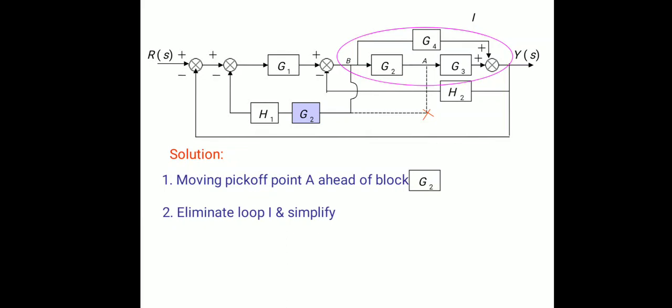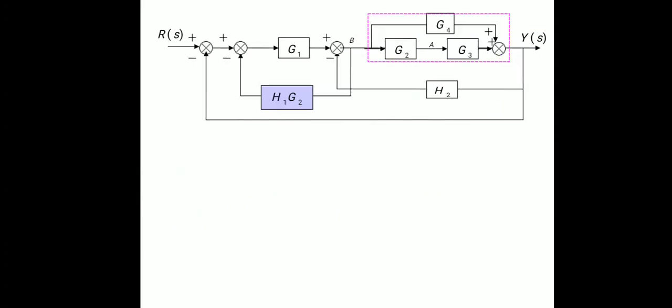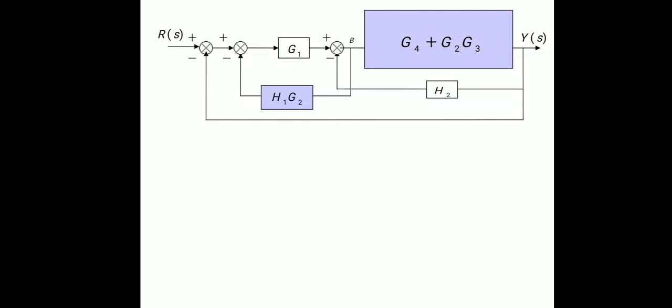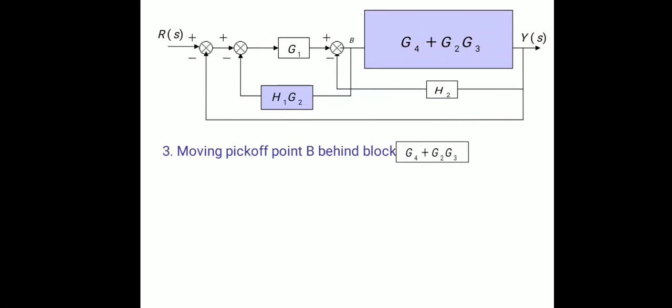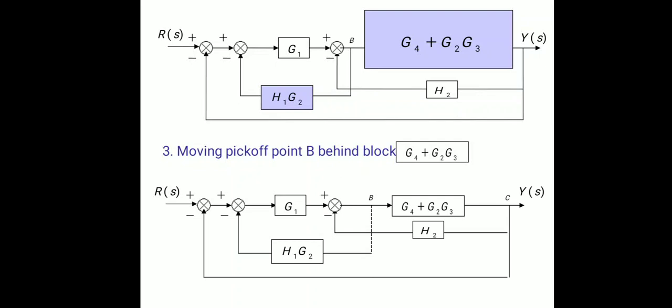Then we'll have the series rule with G2 and G3, and after that we'll have the parallel blocks. G4 will be added with the G2 G3 product, and H1 will be multiplied with G2. So here it becomes G4 plus G2 into G3 after the series rule and parallel block rule. Now we can shift the takeoff point B after the block G4 plus G2 into G3. So we have shifted that.